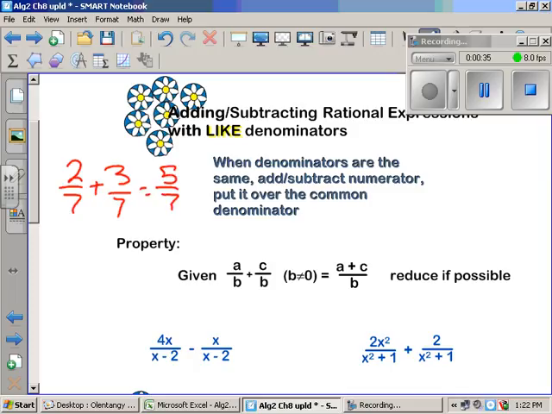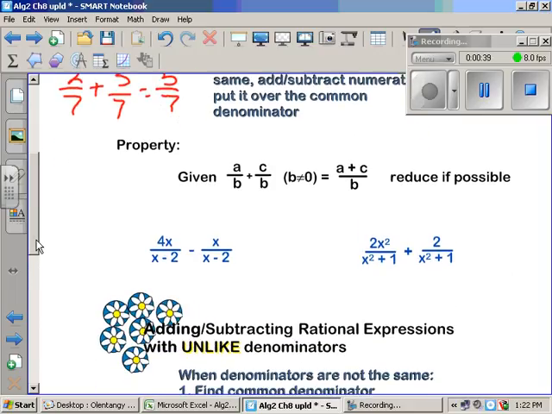Okay? Same thing with fractions that have expressions in them. As long as they have like denominators, you just add the numerators or subtract the numerators and copy over the denominator. So these have common denominators, x minus 2. So I would just move this over, 4x minus x, and put it over x minus 2.